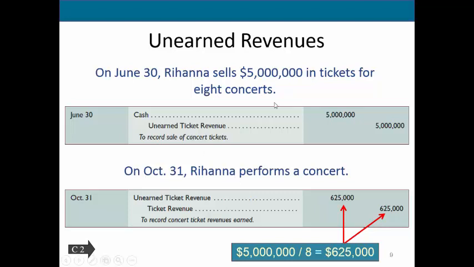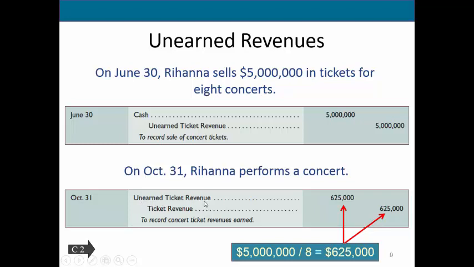So if we just assume these are going to be divided equally between the 8 concerts, that means that we got $5,000,000 in ticket money, divide that by 8 concerts. So as we have each concert, we will be earning this portion, or 1/8 of the $5 million. So when we perform our first concert, we now need to show that we have fulfilled that portion of the obligation. We haven't fulfilled the full $5 million worth of tickets, but we have fulfilled 1/8 of that, or $625,000 worth of those tickets. So we need to get rid of the liability, unearned ticket revenue.